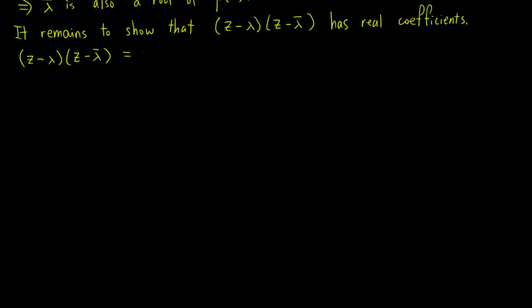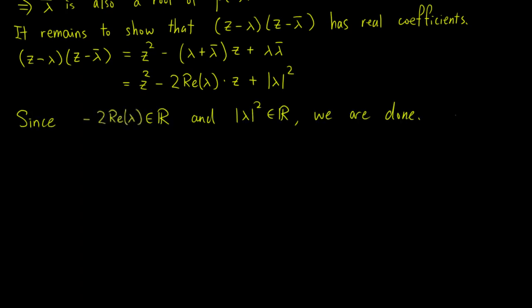Now, z minus lambda times z minus lambda bar equals z squared minus bracket lambda plus lambda bar times z plus lambda times lambda bar, which equals z squared minus 2 times the real part of lambda times z plus the absolute value of lambda squared. Since negative 2 times the real part of lambda is a real number, and the absolute value of lambda squared is a real number, we are done.